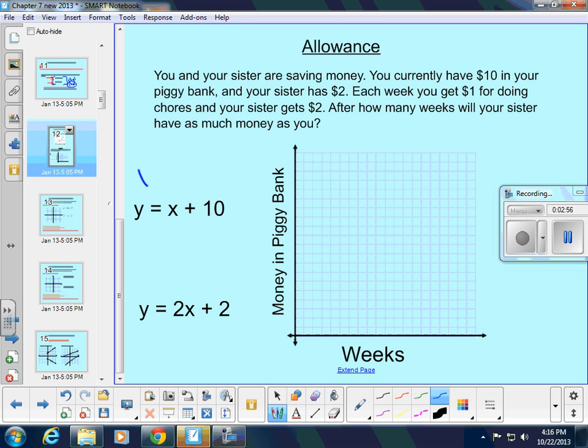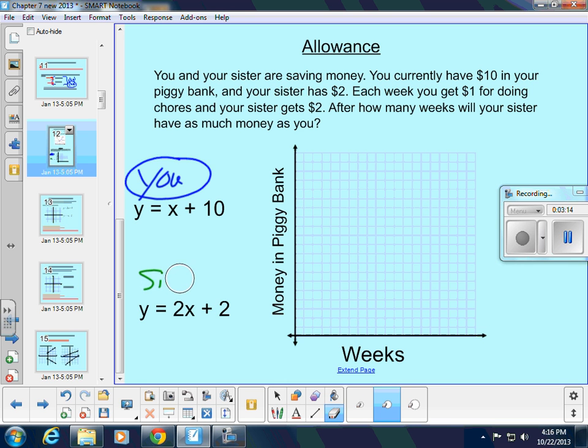So this first equation we could say is your equation, how much money you're going to earn as time goes on. So y is how much money you have. x is the number of weeks. And again, you only get $1 per week, so not much of an allowance for you this time. But we'll use that as just a basic example. And then we'll say that your sister gets $2 per week. And right now she has $2 in her piggy bank.